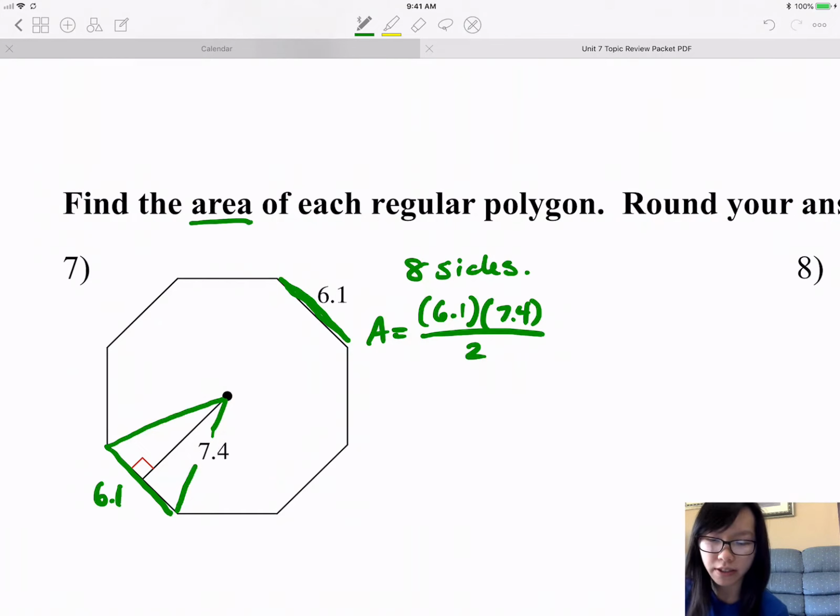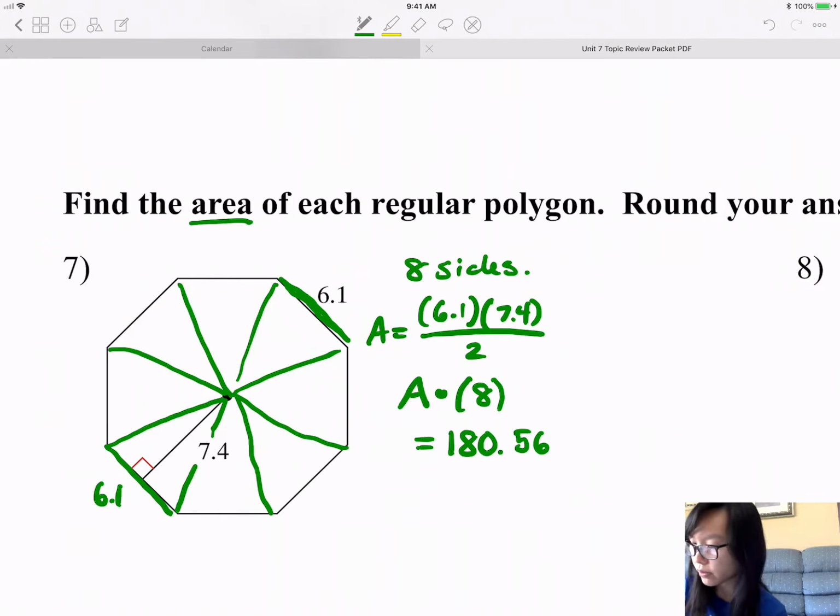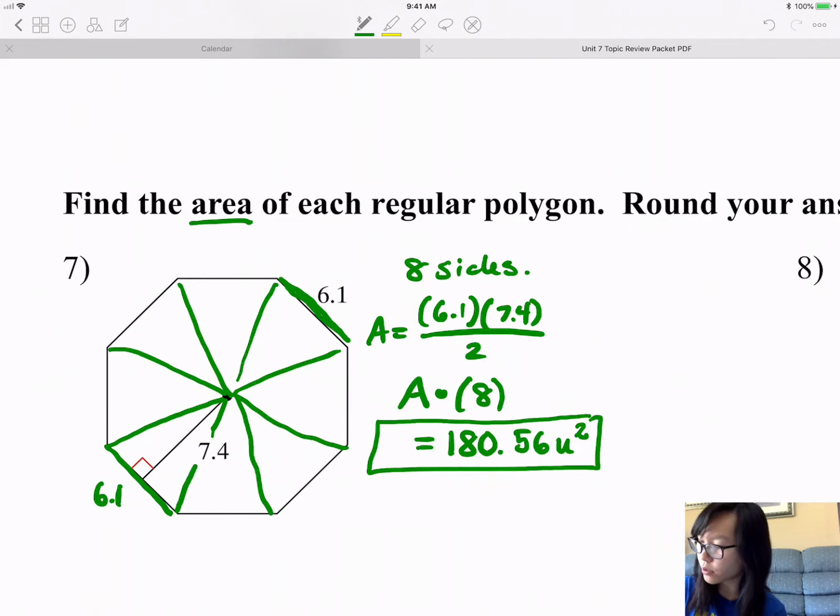When you put it in your calculator, you should get a number, and immediately you can take that number and multiply it by 8, because we know that there are 8 of these triangles in this octagon. When you multiply it by 8, you should get 180.56. And notice our units are given in this problem. But units are not given in this problem, sorry guys. So we write units, and it's squared because it's two-dimensional.